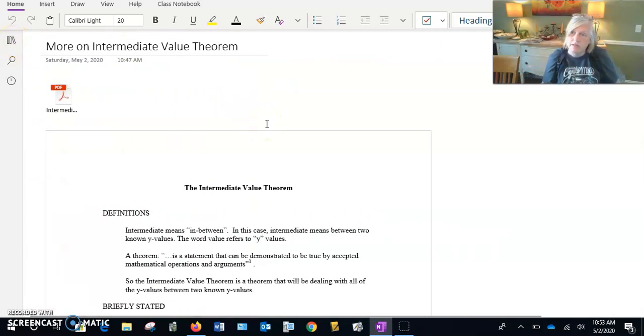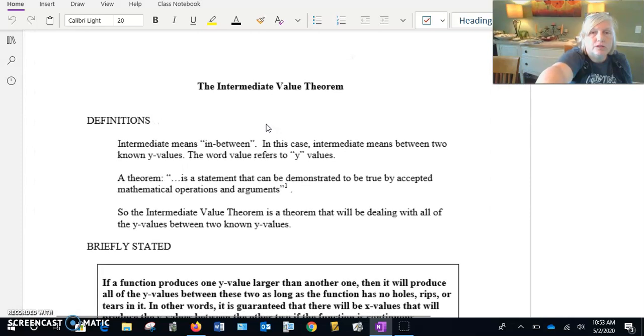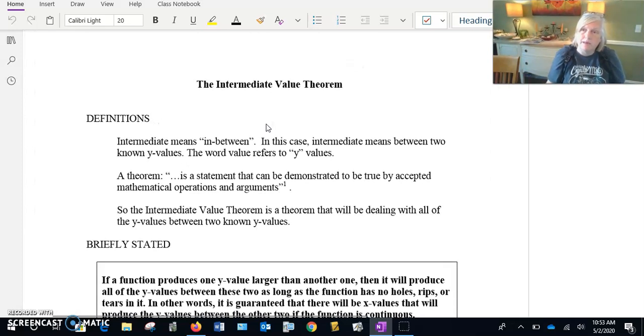So if you're going on to AB Calc next year, I would highly suggest that you read this document, which kind of gives you this idea of the theorem that this is all based on. It is something called the intermediate value theorem. Intermediate means in between, and that's kind of what we're looking at. And we're using it in terms of finding zeros, and that's what we did in Algebra 2.